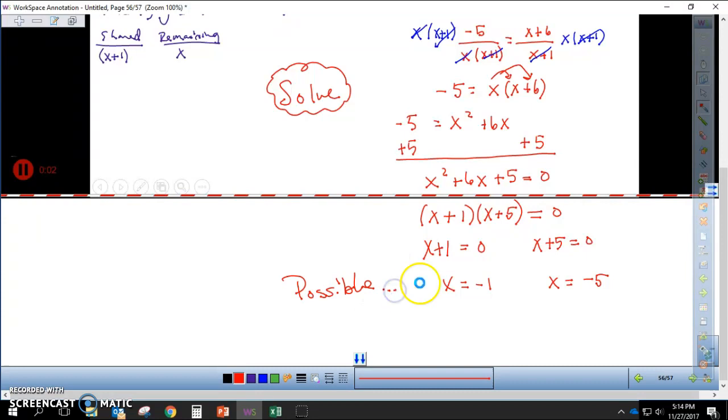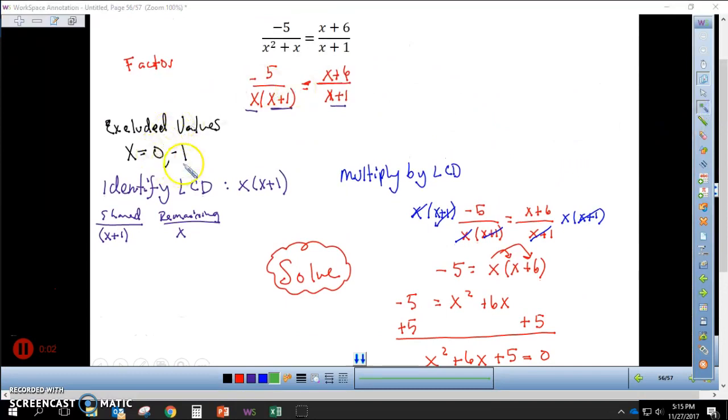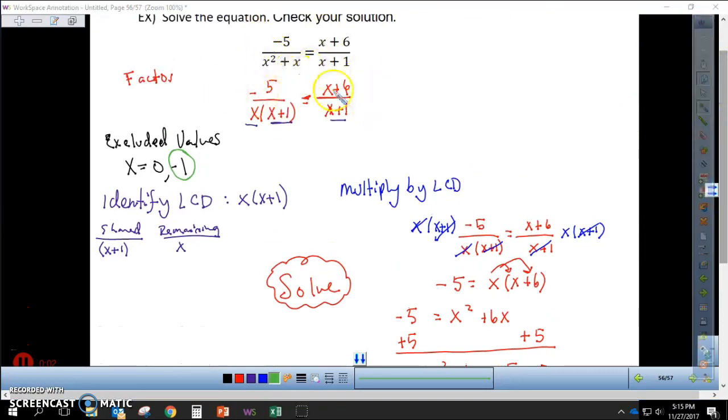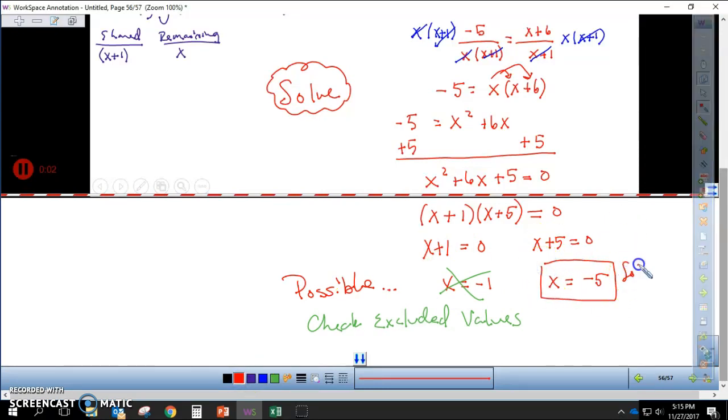I say possible because we need to go back and check our excluded values. When we do this, -1 and -5, coming back up here, check it out. -1, you can't come along. You do bad things to our equation. You divide by 0, and that's no bueno. So we cross that out. And then this is our final solution here: x is equal to -5.